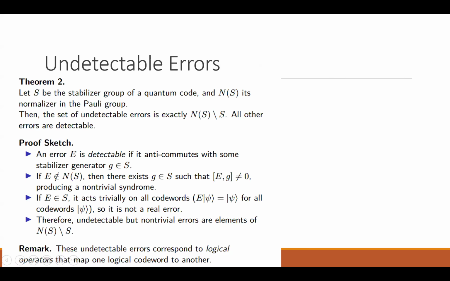Okay, so this is the definition of undetectable error. Basically, the undetectable error is a non-trivial error from N(S) minus S, because you need to commute with all the stabilizers, but the stabilizer commutes with itself. So you need to remove S, modulo this S, by definition.